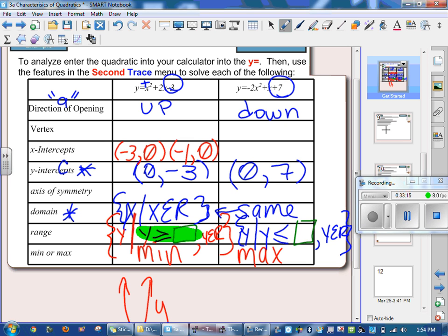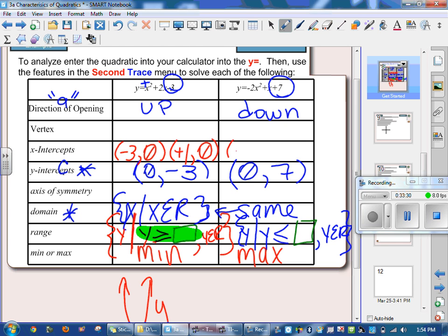Okay, x-intercepts on the second one. What'd you get? And what else? 2.1, comma 0. Perfect. There's our x-intercepts.